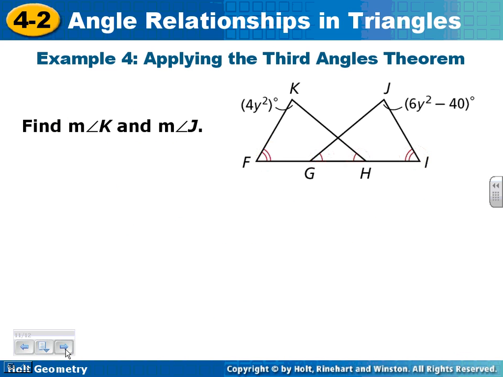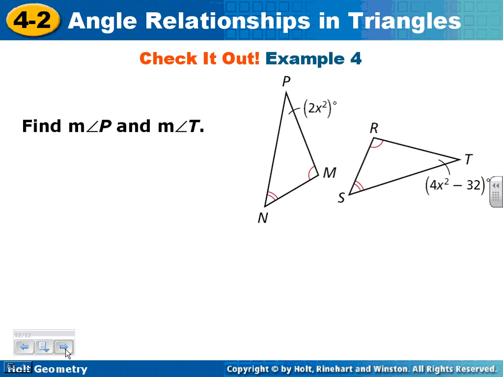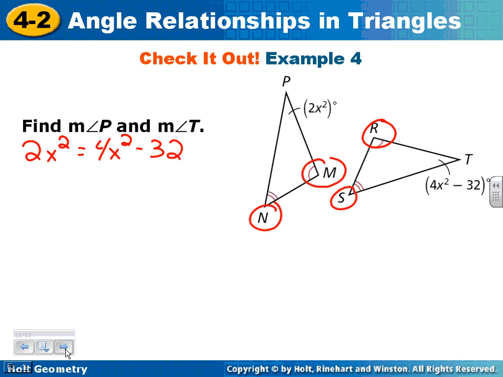One more. This one's the same thing. If you look at how the triangles are marked, angle M and angle R are congruent, and angle N and angle S are congruent. That means the third angles would be congruent. So I can write 2x squared equals 4x squared minus 32. Subtract 4x squared, so negative 2x squared equals negative 32. Or divided by negative 2, x squared is 16. Take the square root of 16, so x is 4.